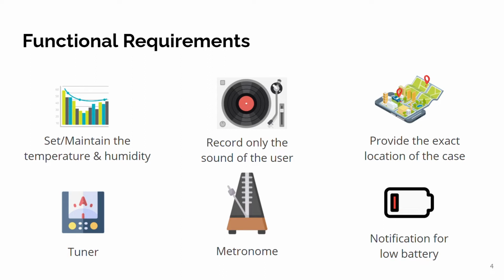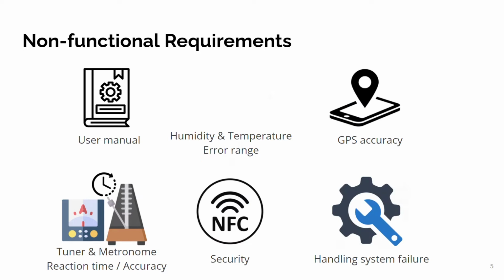Third, for situations in which the user may have lost the case, Conbrio shall provide functionality for tracking the location. Users will be able to track the location of their cases with their smartphone application in real time. Next, the tuner in the case shall show the correct notes played by the user. And the metronome in the case shall play the beat according to the speed and meter set by the user. Lastly, the system shall send notifications through the smartphone application when charging the case is needed.